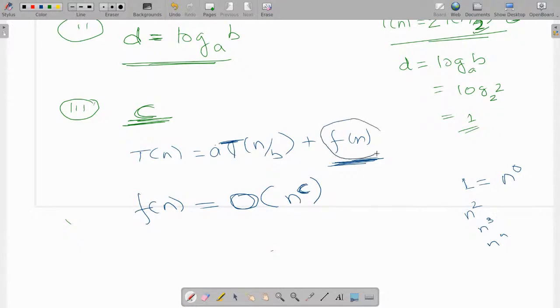We have this function at the end of our recurrence relation as an addendum. We note down the big O complexity of this function, and we note it down as n power c, and we get our c from here.